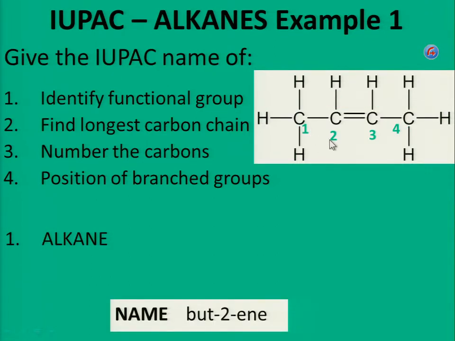Number the carbons. 1, 2, 3, 4. Therefore bute. Where's the double bond? 2-ene. It is important to note that you have to indicate where the double bond is. Carbon 2.